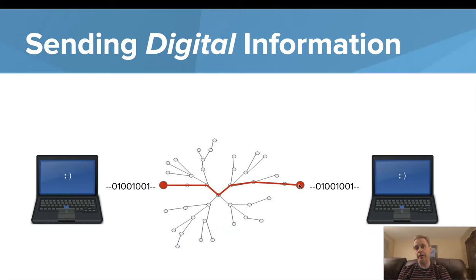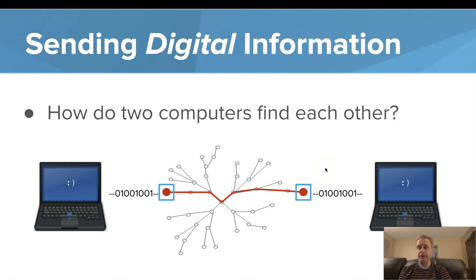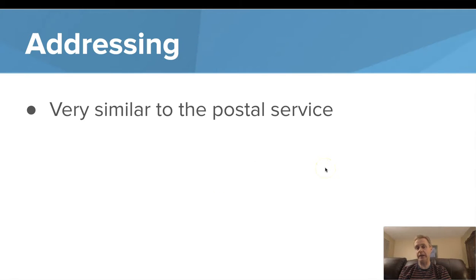We saw that last week, but the question now is, how does this one computer here find exactly where this other computer is located over the internet? That's what we're going to see today, and that has to do with actual internet addresses.